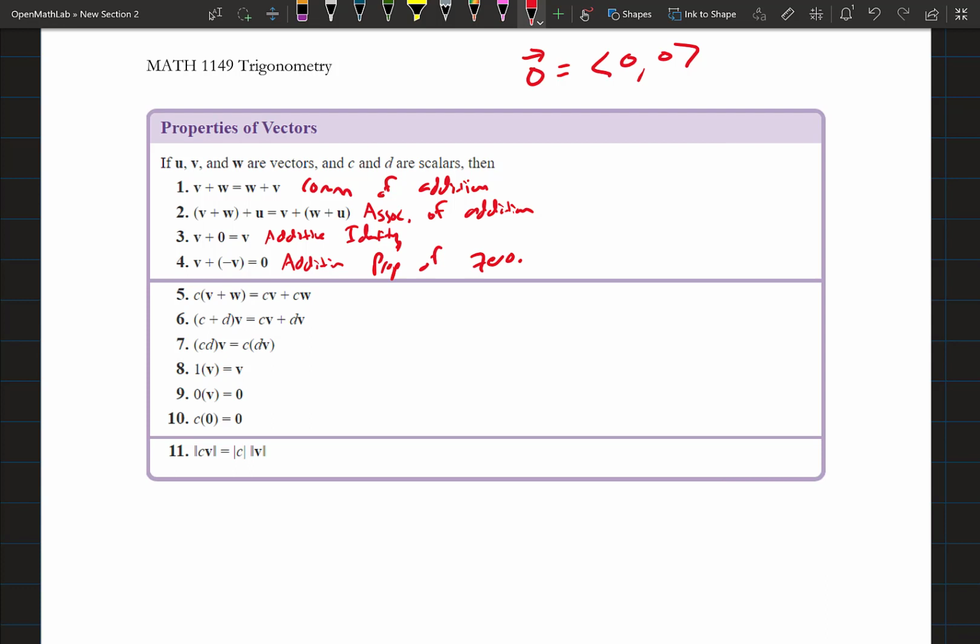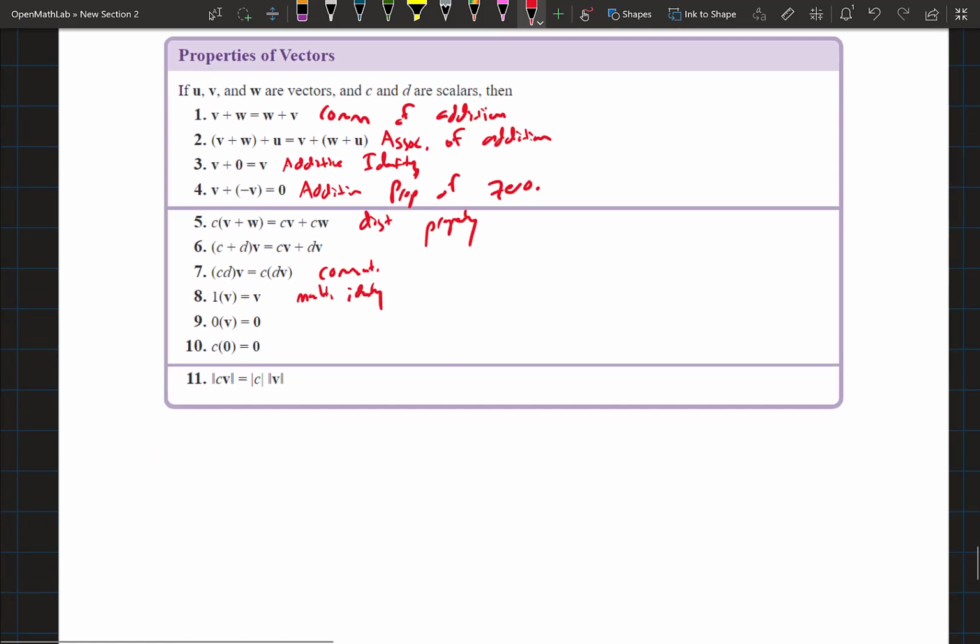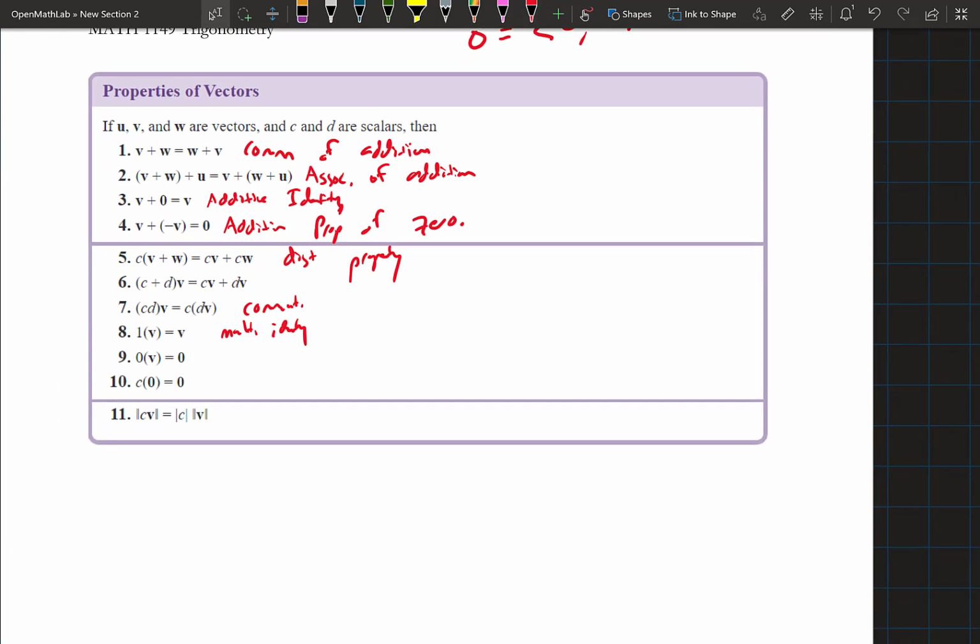Then we have some things here with scalars. Number 5 would be some type of distributive property, and number 6 as well. Number 7 would be commutativity. And then number 8 would be a multiplicative identity. And then number 9 and 10 would be like a 0 property of multiplication. So you can see that a lot of these properties are coming up.